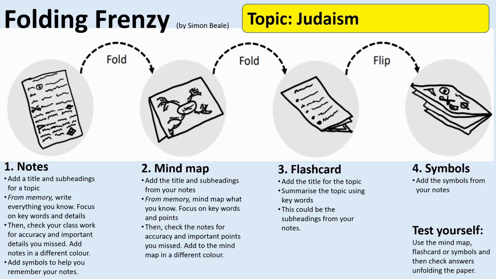So they begin by making notes on one A4, they fold it and shorten it down to a mind map, they fold it again and shorten that down to a flashcard with bullet points, and they fold it one more time to create a small card of symbols, and they then use that in reverse to test themselves. So I'll just show you an example of each stage with the topic of Judaism.